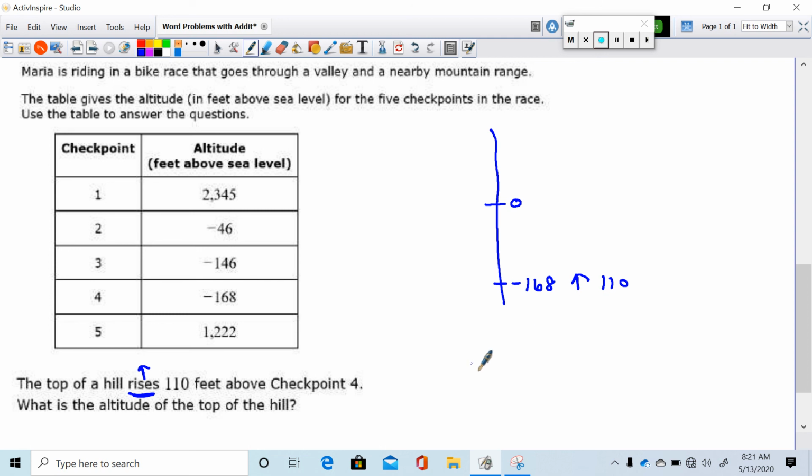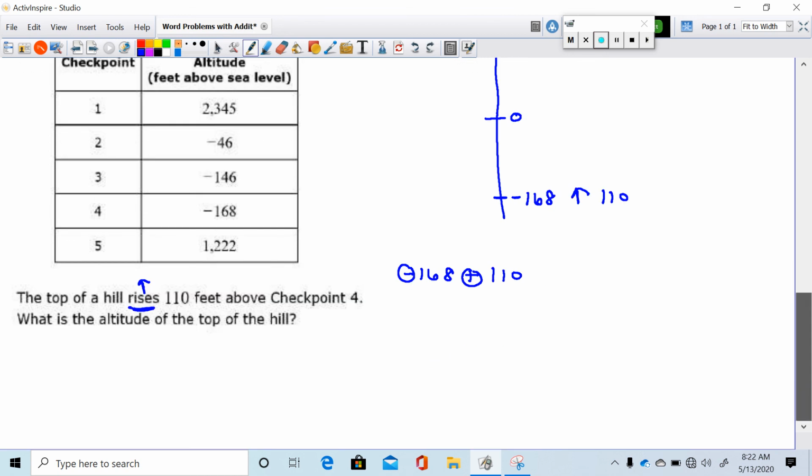Okay, so we know it's not going to be a positive answer because you didn't go up 168 feet or more. You only went up 110 feet. So we've got negative 168, and you're going up, so you're adding 110. The signs are different, so you're going to find the difference. You're going to subtract. So 168 minus 110 is 58. And because the largest number is negative, that means your answer is negative.